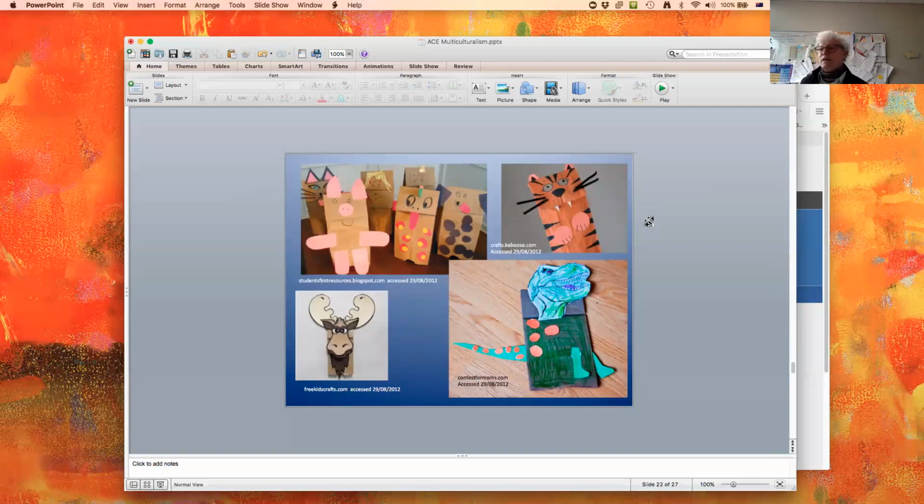Paper bag puppets, these are really good. Oh, nice one. I'll do a small video at some point about the very angry dinosaur, and it will show you how to use paper bag puppets. It's awesome.